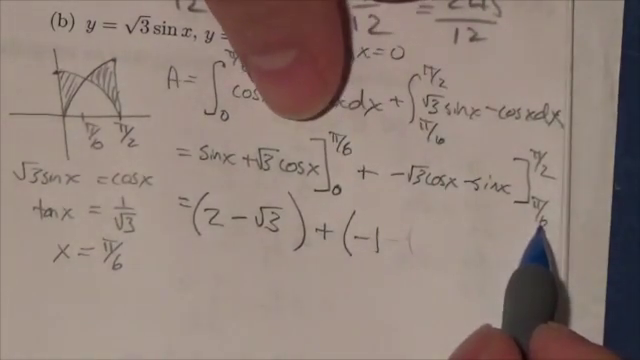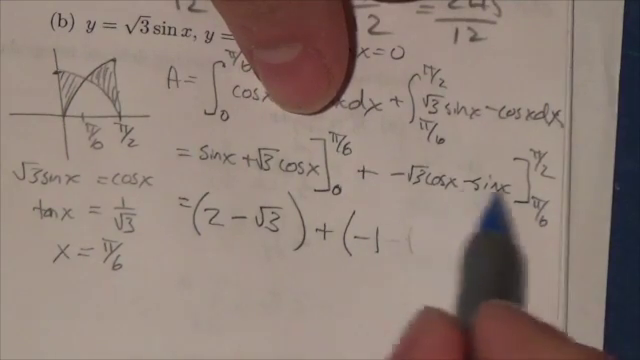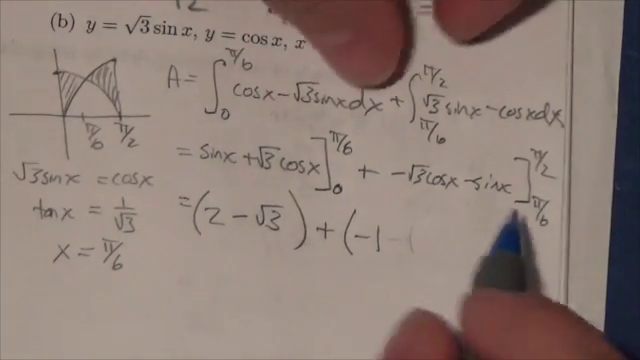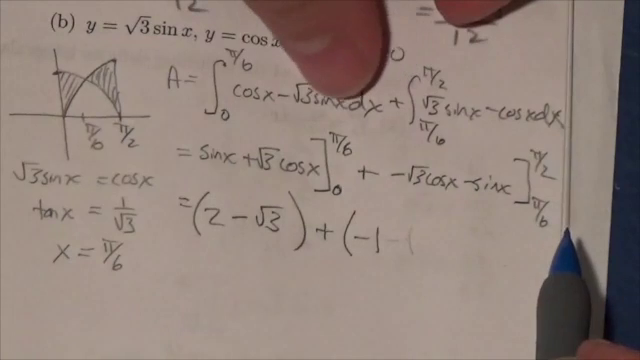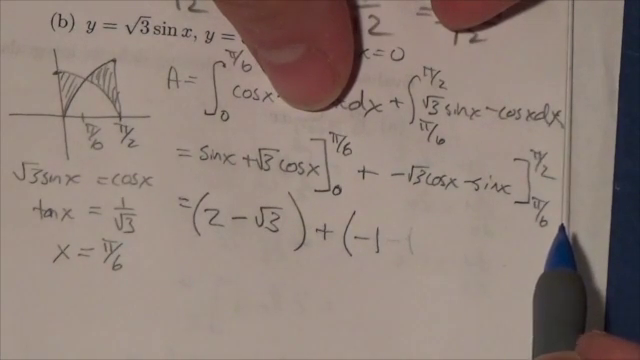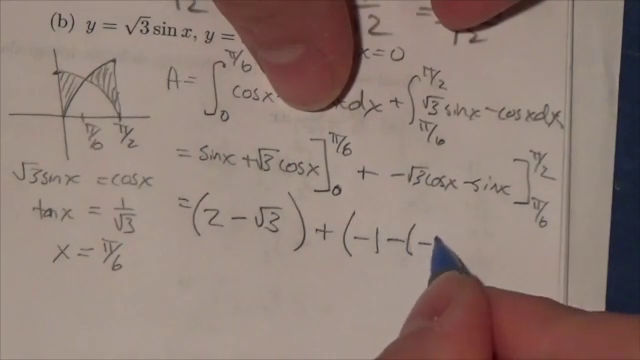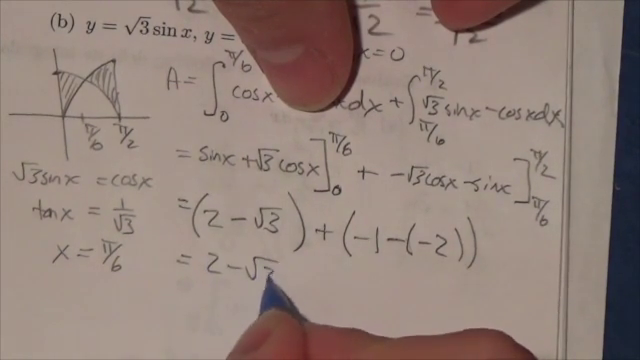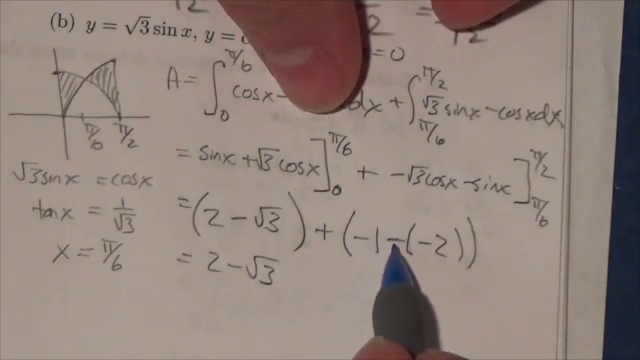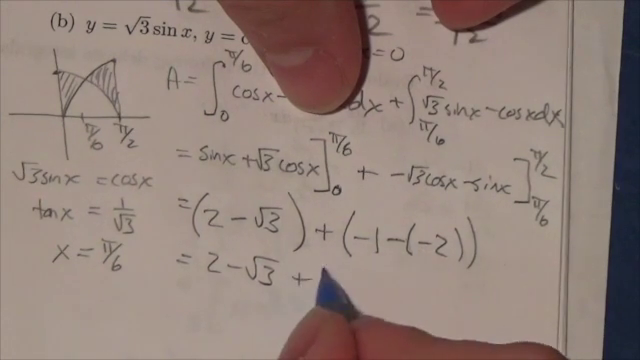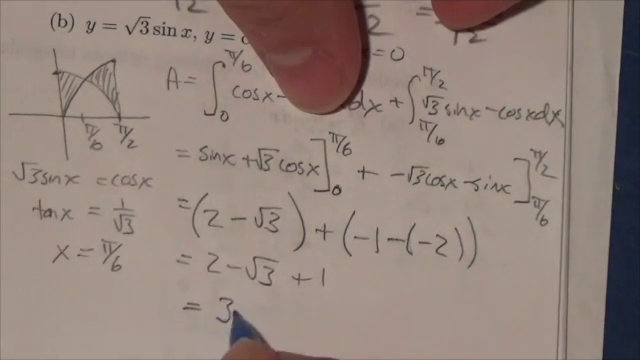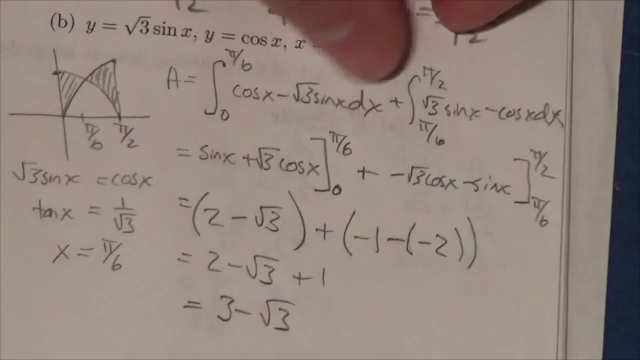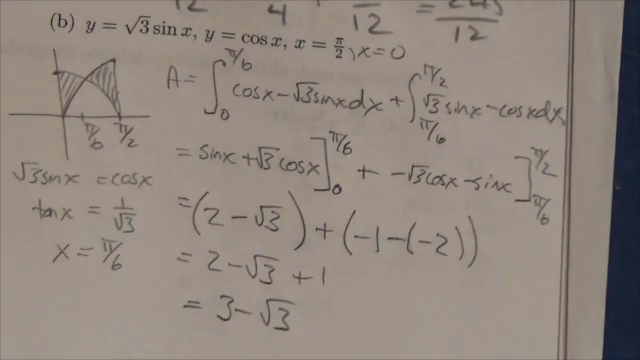So we already know that if we plug in pi over 6 into this, we're going to get 2. Now if they're both positive, it'd be positive 2 here. So in this case here, we're going to subtract, and this is going to end up being negative 2. So we're getting 2 minus root 3. Now if I do this together, negative 1 minus negative 2 is going to be plus 2, so plus 1. So our answer is going to be 3 minus root 3 when I put that all together. That's the area between those two curves.